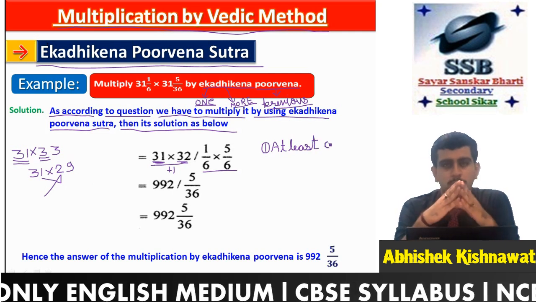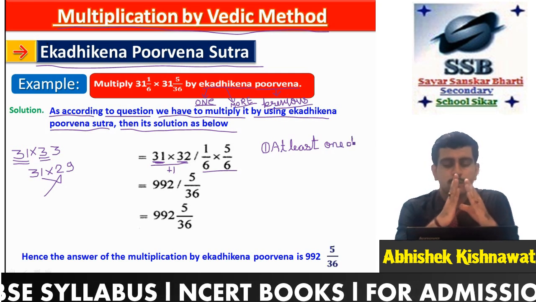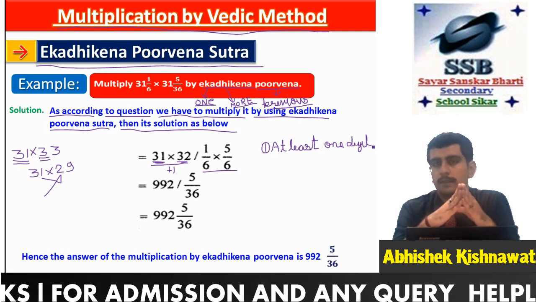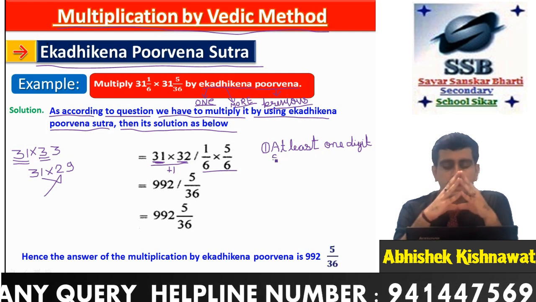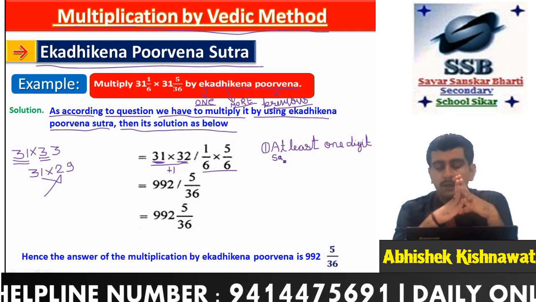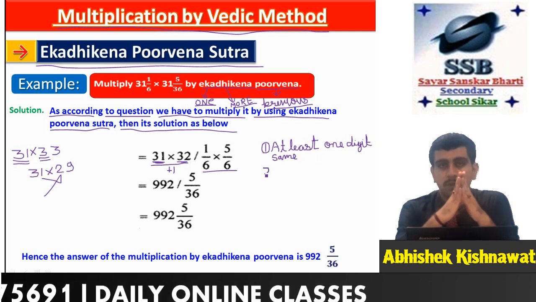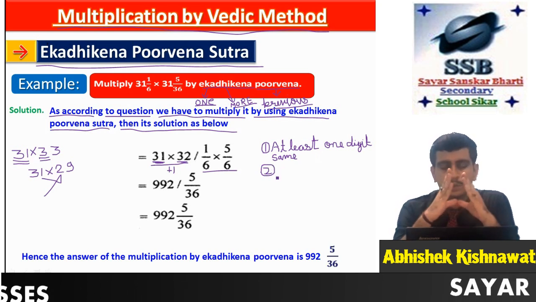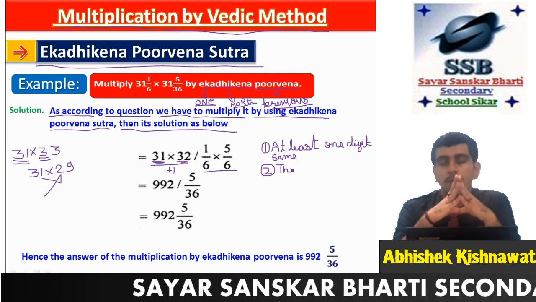So what do we have to do? We have to multiply 31 by 32. And the rest of the part, 1/6 and 5/36, will be multiplied separately. Now when we multiply 31 by 32 we get 992, and in the second part we have to multiply 1/6 by 5/6. That means 5 multiplied by 1 equals 5 and 6 multiplied by 6 equals 36. So the final answer is 992 and 5/36.